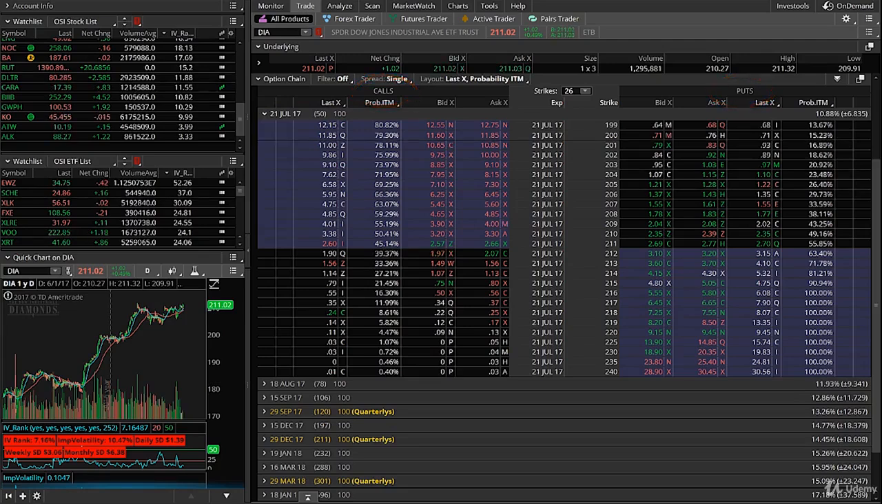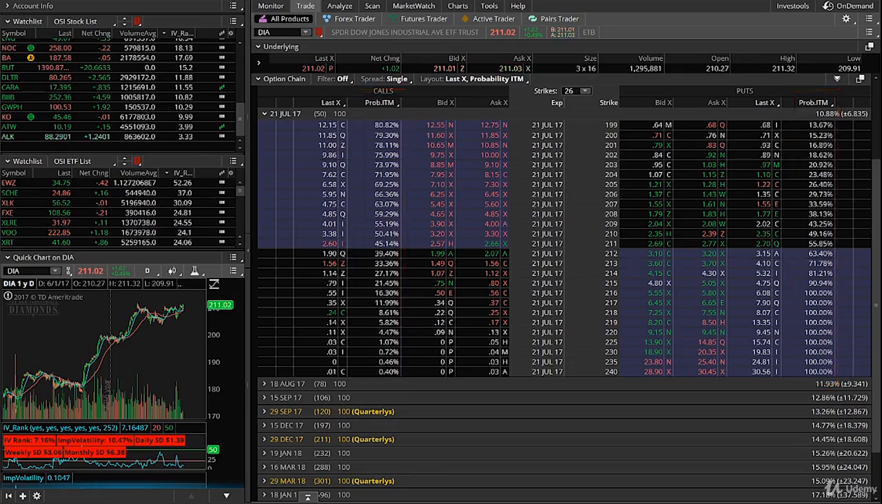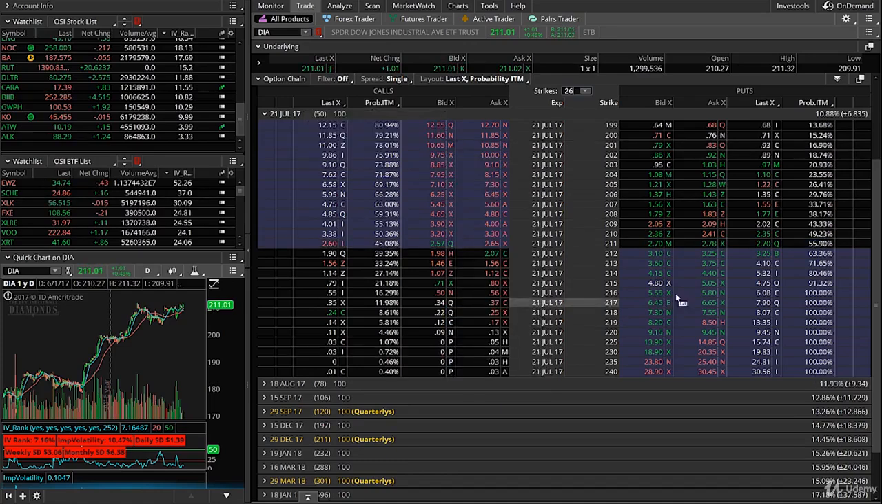The most important column that I have up, other than the bid and the ask, is the probability of in the money. If you remember from our buying options lesson, probability of in the money is also the same as delta, just displayed in percentage format instead of decimal. In order to change the column to probability in the money, just select the column header, then Option Theoreticals and Greeks, and then Probability of in the money. If you prefer delta, that's also available under this same menu. Most traders prefer probability in the money, but if you're not trading on Thinkorswim, your only option might be delta, which is the same thing, just in decimal format.